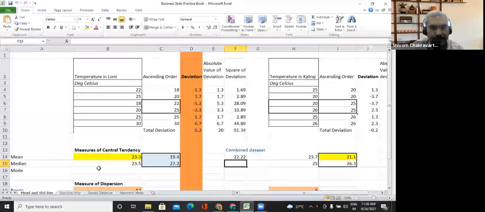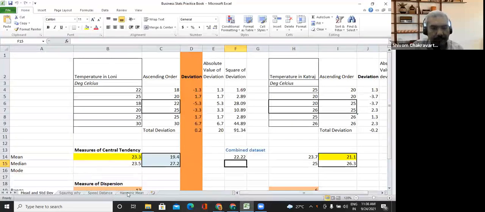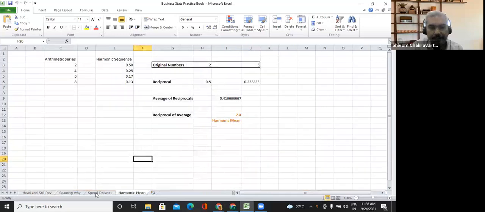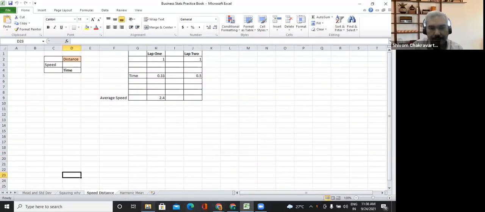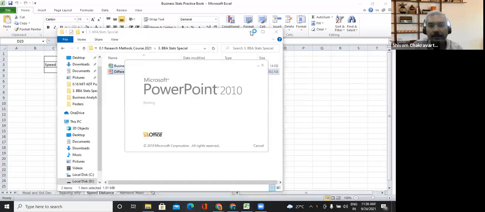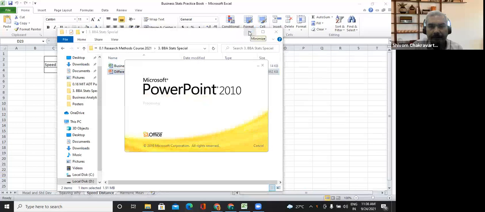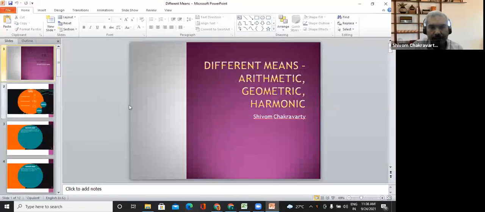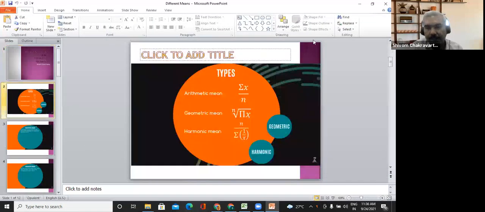So yesterday we tackled different types of means. We discussed harmonic mean and geometric mean. Arithmetic mean we had already discussed. Yesterday we discussed geometric mean and harmonic mean, when they are used and how to calculate them.